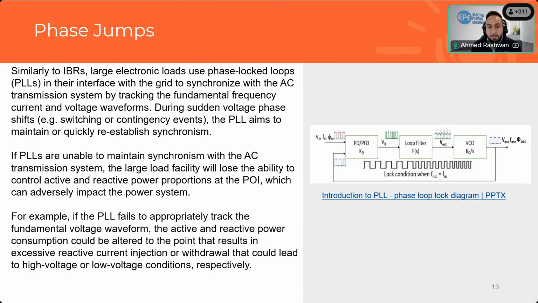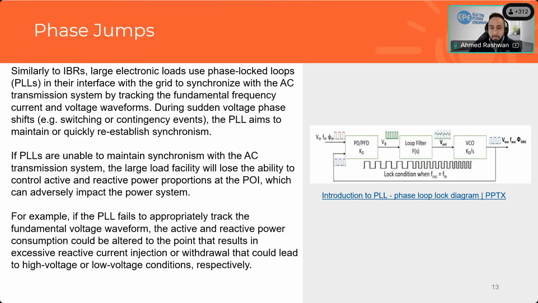Jumping ahead to phase jumps, very similar to other electronic-based equipment that's on the system. There's an interface between the system and these facilities with the PLL, and it really helps ensure that these facilities are synchronized with the system. And so PLLs are very critical in ensuring the behavior of these facilities remains predictable. And once a PLL fails to actually track the fundamental voltage waveform of the system, your active and reactive power consumption can certainly be altered, which can cause some challenges.